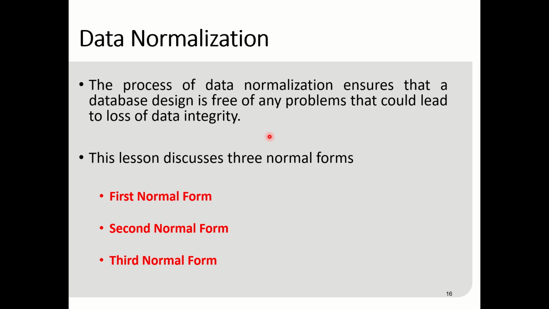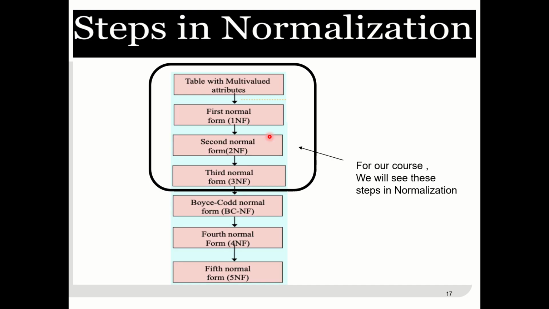Then you need to curate your table to second normal form, then to third normal form. But in each of the normal forms, you need to consider certain things. So let's see what they are. These are basically the steps in normalization. You also have fourth normal form, fifth normal form, and it just goes like that.